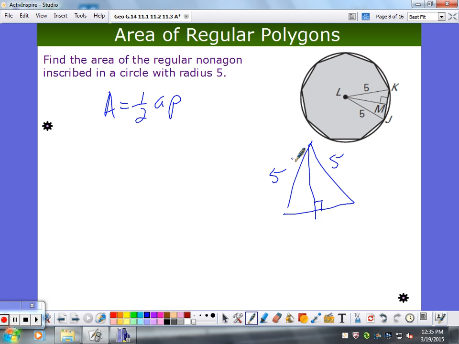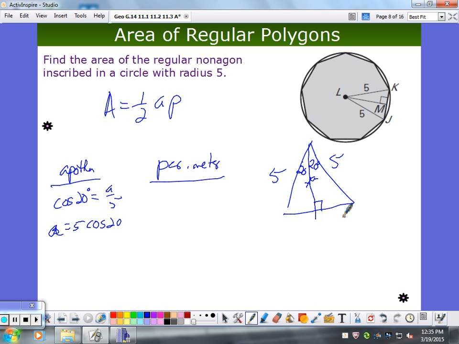40. So what's each little piece? 20. If I want to find the hypotenuse, right here, that's a cosine. So cosine 20 is A over 5. So that's A equals 5 cosine 20. That's A.